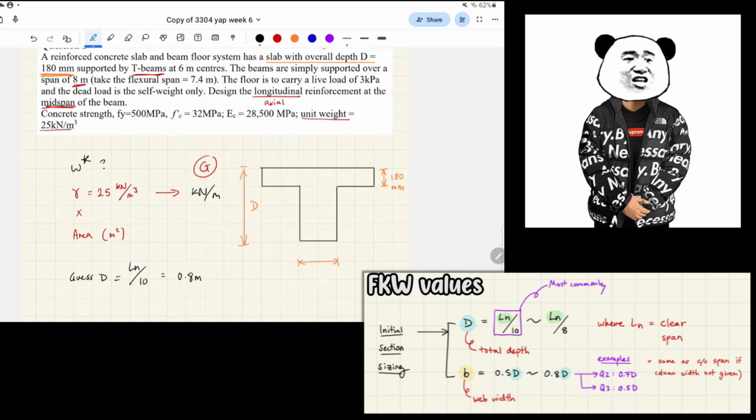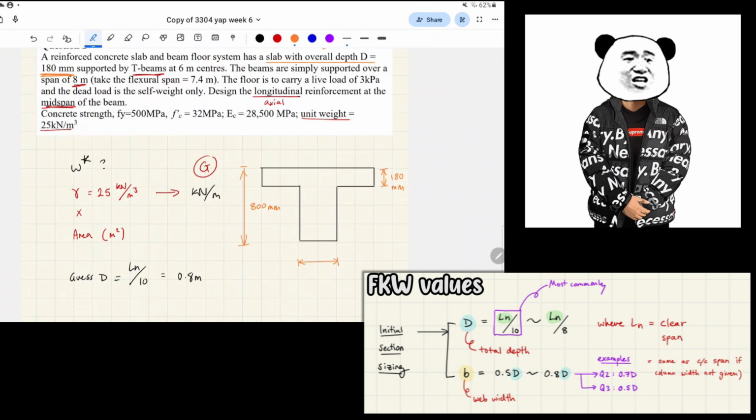But how does that translate to a cross section? Because in a cross section we don't use meters, we use millimeters, right? Oh, so 800 mil. Yeah, so that actually seems right now, right? 800 mil. That's our initial D.